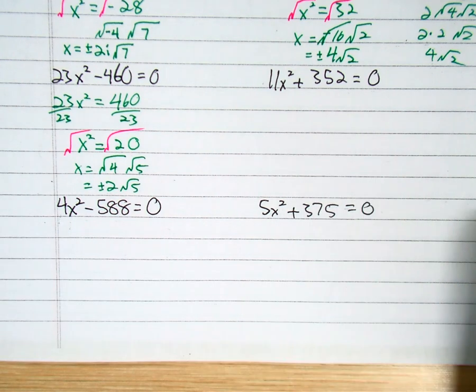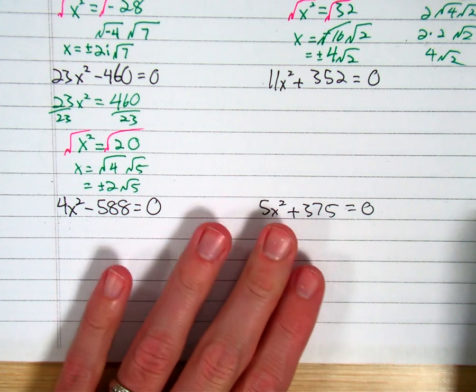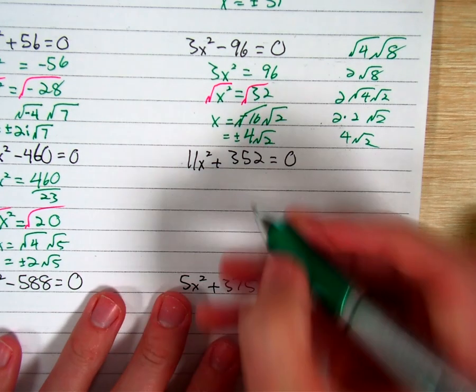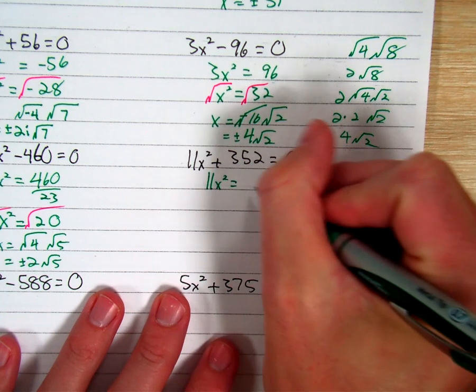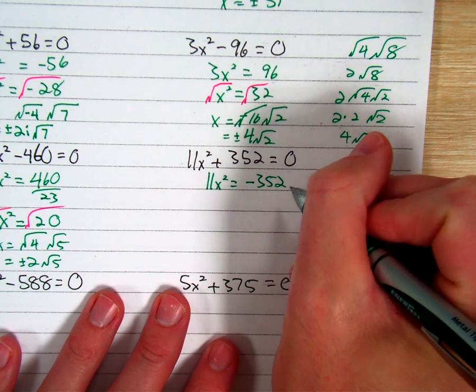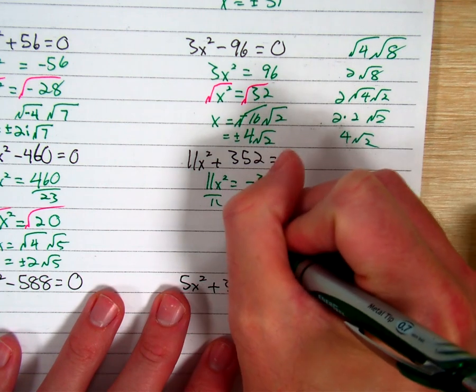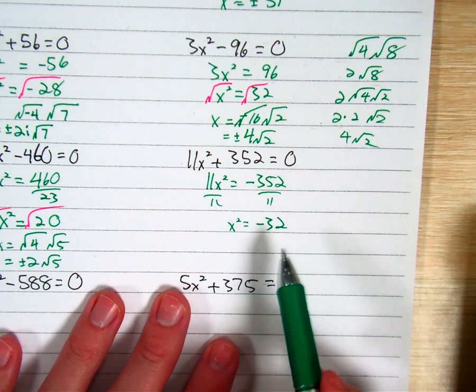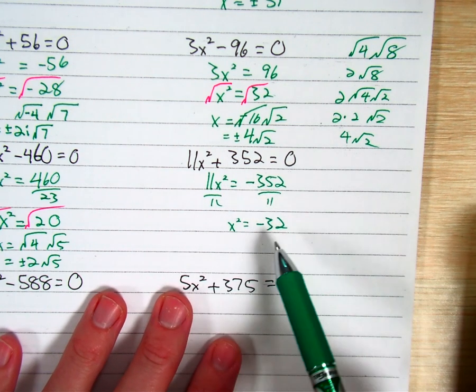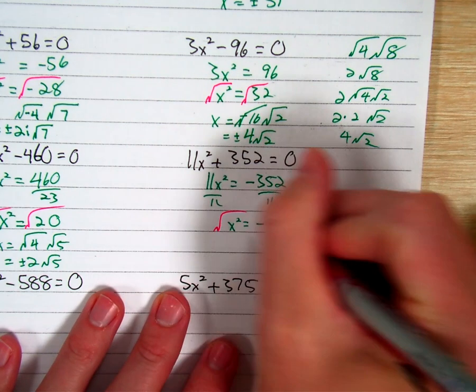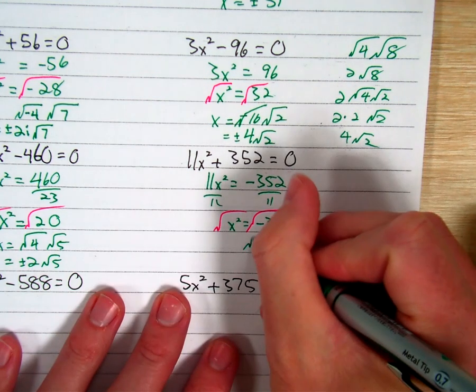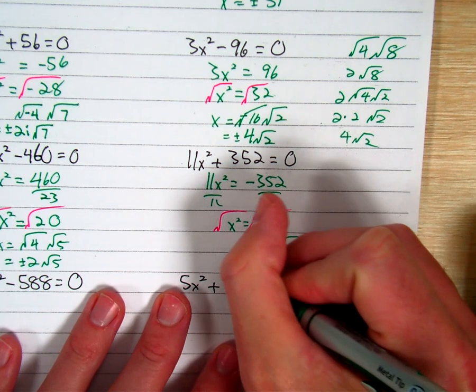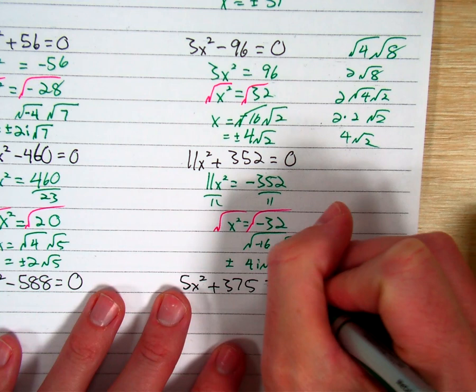All right, let's have you try the next one on your own. Okay, let's see how we're doing. 11x squared equals negative 352. Divide by 11. And we get negative 32. All right, we just did 32. This one's negative. Okay, so we're going to have negative 16 and 2. So we have plus minus 4i radical 2.